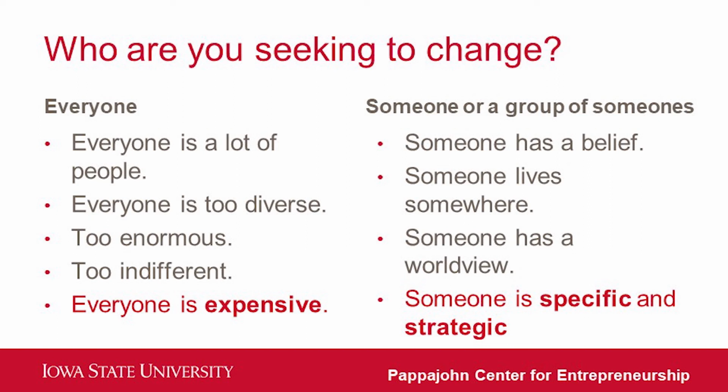The next thing I want to talk about is, who are you actually seeking to change? This comes up a lot. It's another form of the question, who is it for? You'll get this asked whether it's a family member that wants to know what you are working on, or even a partner or potential customer. There are two ways of looking at this. One of the answers you might say or even hear is, well, it's for everyone. I can help everyone. And something to note is that everyone is a lot of people. Everyone is too diverse, too enormous, too indifferent, and everyone is just very, very expensive.